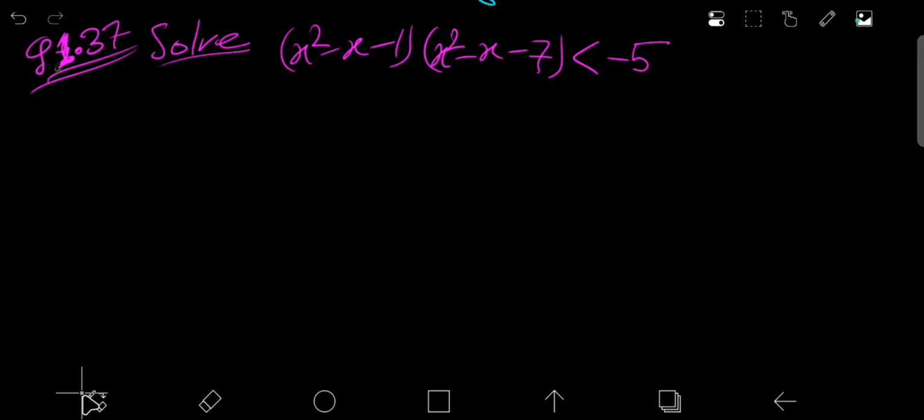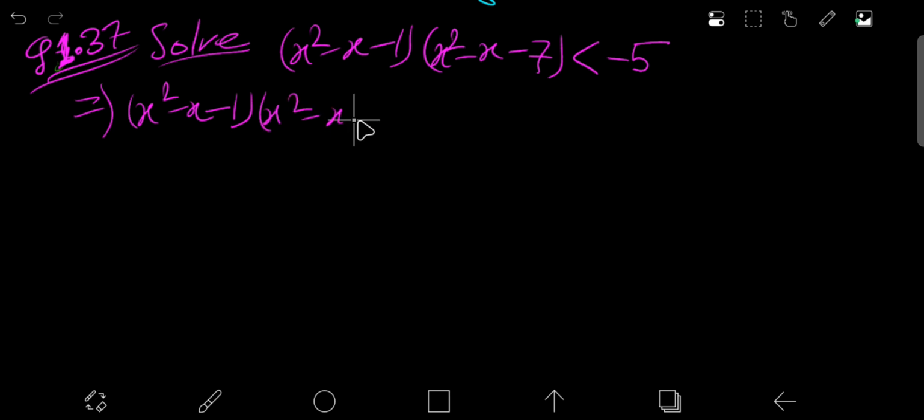Now here we solve. Firstly, this one we change into standard form: x square minus x minus 7, and given minus 7. When we add 5 to both sides, this side gives 5 less than 0, and this side makes 0.